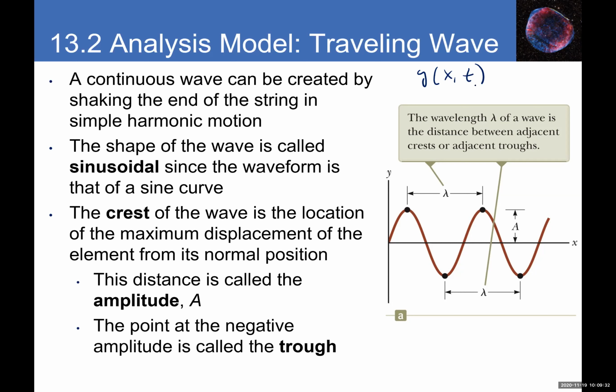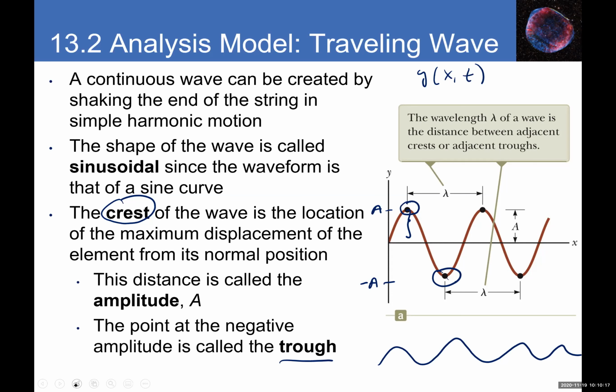That means when you create a wave on a string, the shape of the string is sinusoidal. Now, there are two points of interest. Remember, this is known as the amplitude, so A is for the amplitude, and this is negative A. Generally, the highest amplitude is known as a crest. The crest of a wave is located at the maximum displacement of the element from its normal position, basically the highest positive displacement. And then we have a trough, which is the lowest position relative to normal, a negative amplitude.